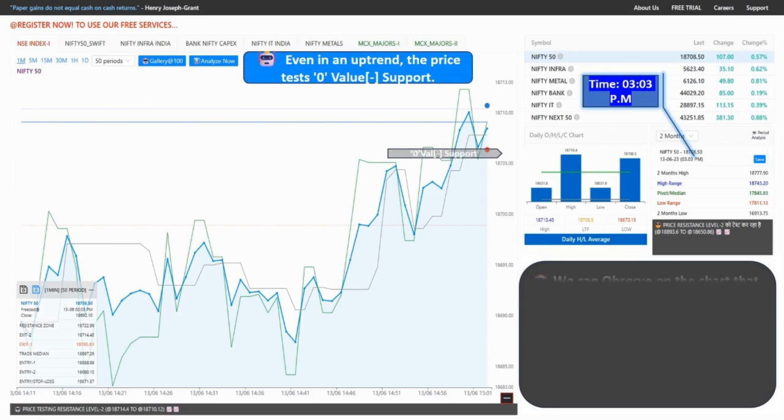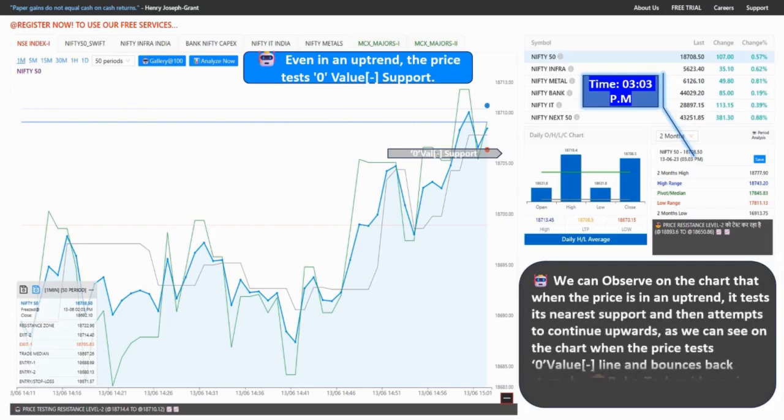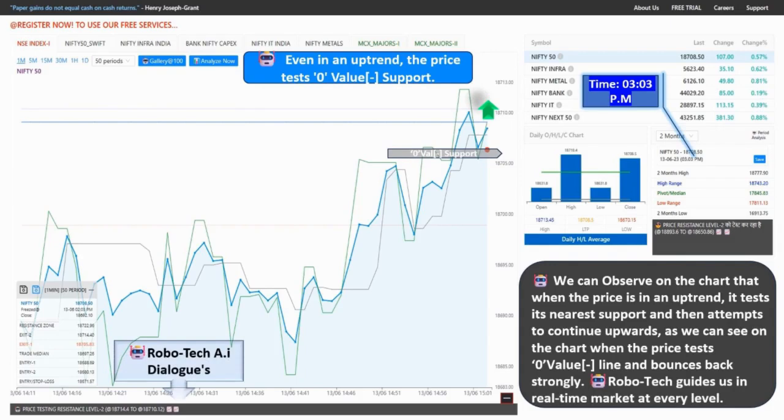We can observe on the chart that when the price is in an uptrend, it tests its nearest support and then attempts to continue upwards, as we can see on the chart when the price tests the zero-value minus line and bounces back strongly. Robotech guides us in the real-time market at every level.